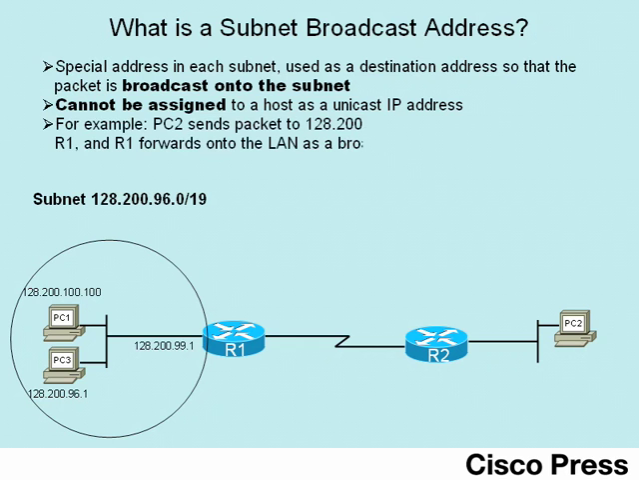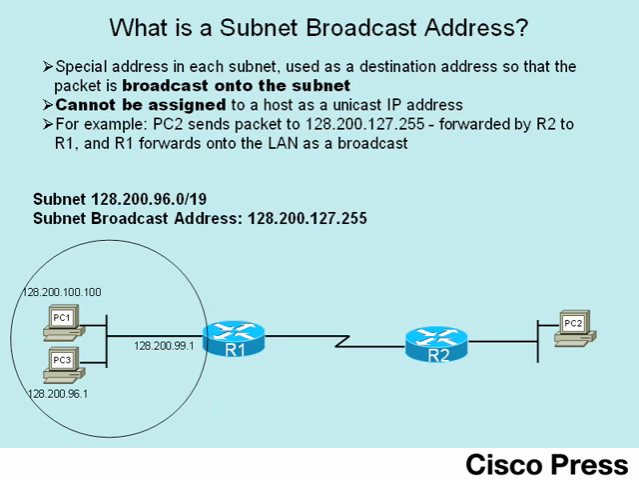So it helps to see an example. For instance here, PC2 is going to send an IP packet to address 128.200.127.255, which is the subnet broadcast address of the subnet on the left. So let's take a look at what happens. First of all, PC2 sends its packet, and as usual, PC2 says, all right, this packet is destined to an address in a different subnet. Let me send the packet to my default gateway, in this case R2.